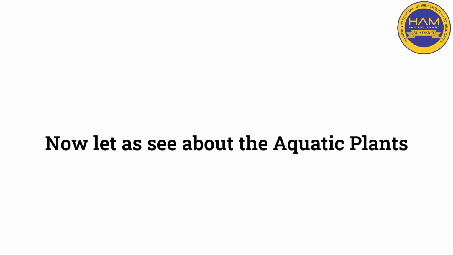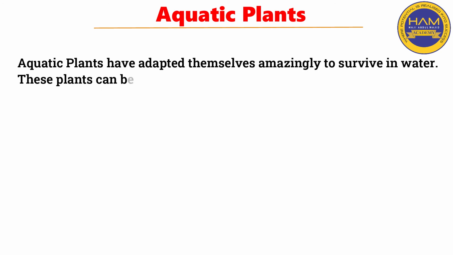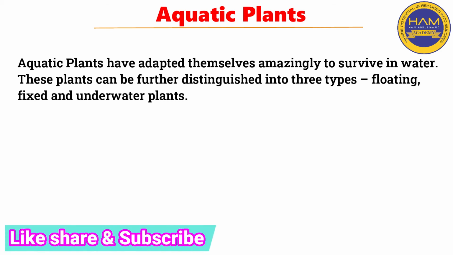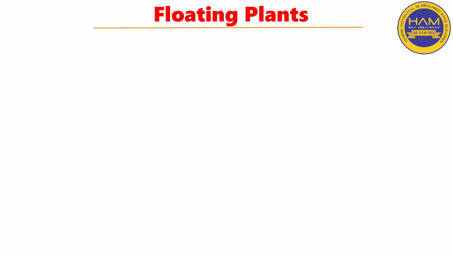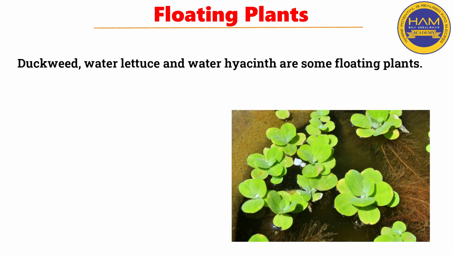Now, let us see about the aquatic plants. Aquatic plants have adapted themselves amazingly to survive in water. These plants can be further distinguished into three types: floating, fixed, and underwater plants. What are floating plants? Duckweed, water lettuce, and water hyacinth are some floating plants.